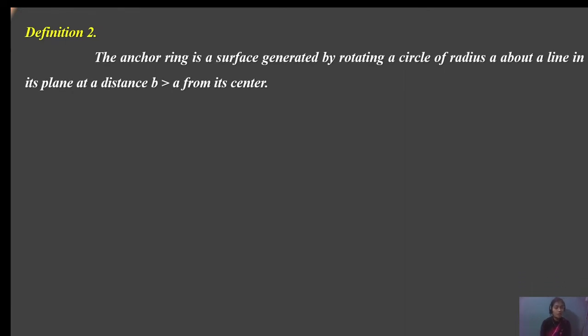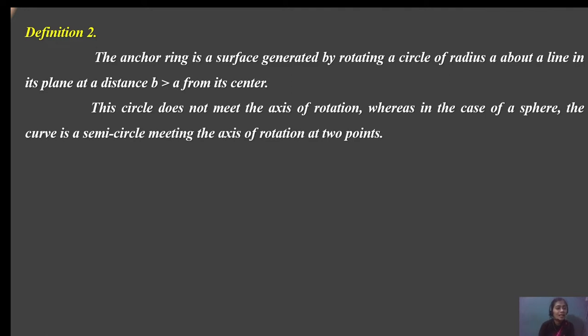Today we will discuss the definition of the anchor ring, its tangent and its normal. The anchor ring is a surface generated by rotating a circle of radius a about a line in its plane at a distance b, always greater than a, from its center. This circle does not meet the axis of rotation, whereas in the sphere the curve is a semicircle meeting the axis of rotation at two points.